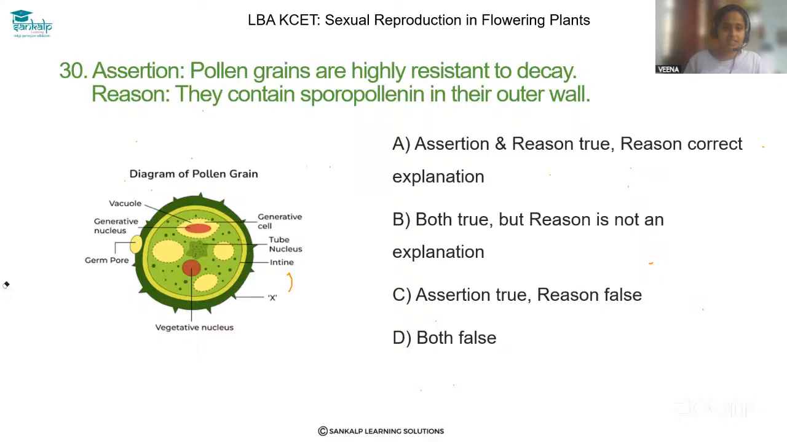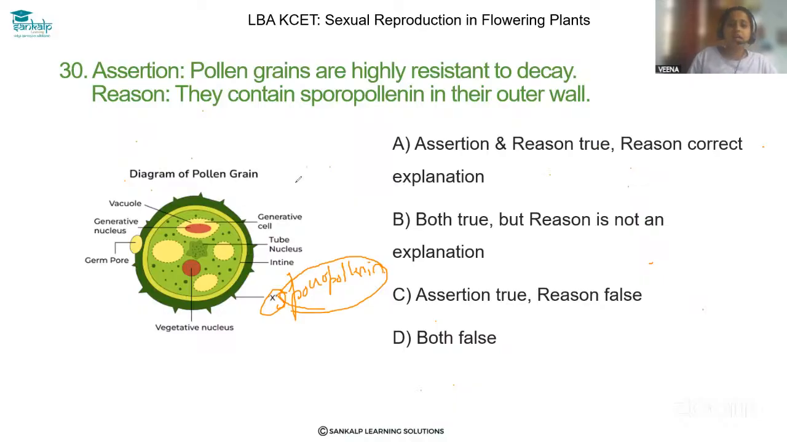There are two layers here. One is intine, another one is exine. And this exine layer is made up of an organic substance called sporopollenin. Because of the presence of this sporopollenin, no material can degrade this pollen grain.